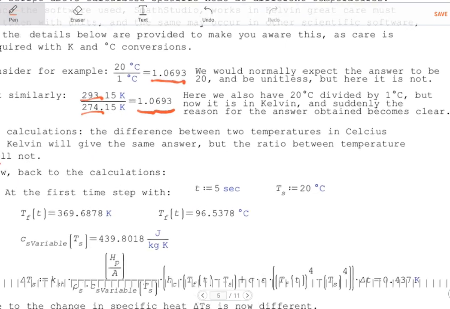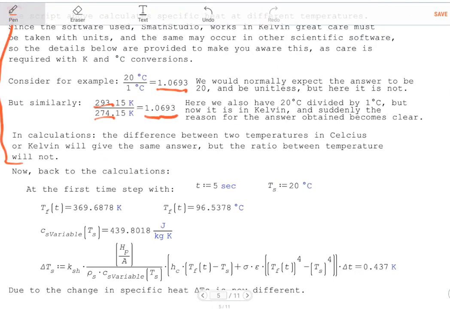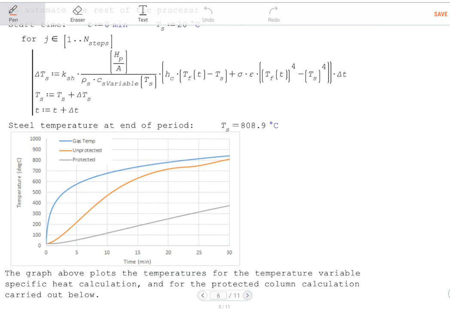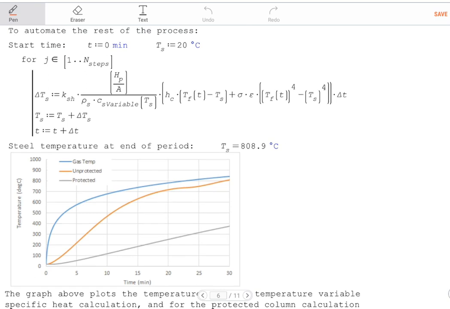But coming back to the equations, we're going to do the same thing again, have the t equals 5 second step and calculate the step, but now with a variable specific heat. Exact same equation as before. Now we find the temperature change is a little bit different during the first step, and we continue. And if once again I automate that and just iterate through for 360 steps, I'll find out at the end of that time my steel temperature is 809 degrees Celsius.